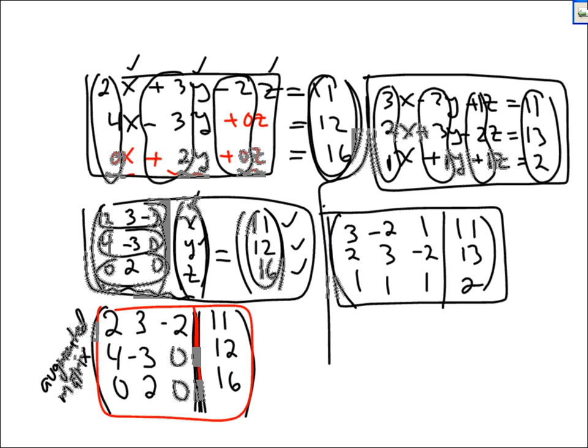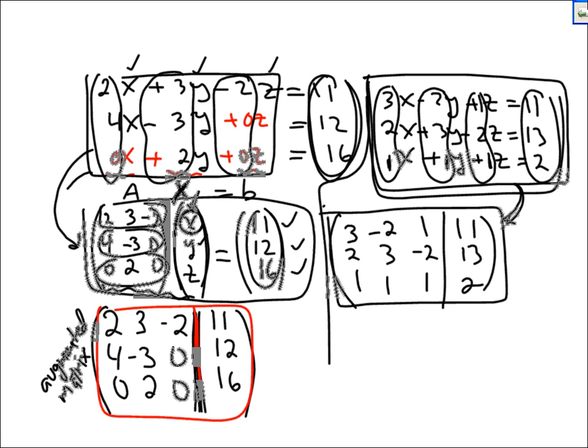You need to be able to go from a matrix to an augmented matrix, from a system of equations to an augmented matrix, and from a system of equations to AX equals B format. Now, I'm not the one who named these things. This matrix X is not that number X.